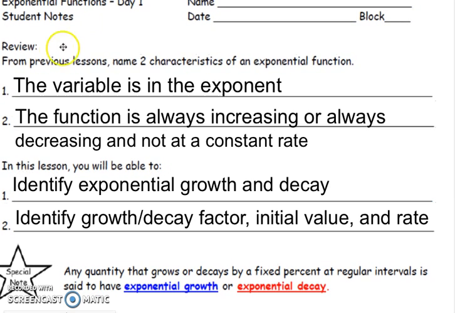Okay. So the first thing, in previous lessons, we learned that exponential functions, the variable is in the exponent. We also learned that the function is always increasing or decreasing, and it's not at a constant rate. So it's going up really quickly or it's going down really quickly, but not at the same constant rate. So in this lesson, we're going to learn to identify exponential growth and decay, and then we're going to identify growth factor, initial value, and rate.